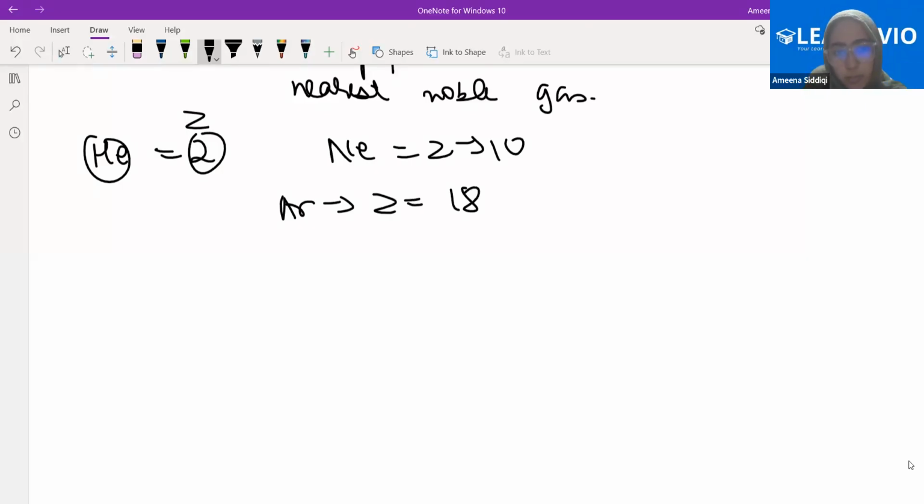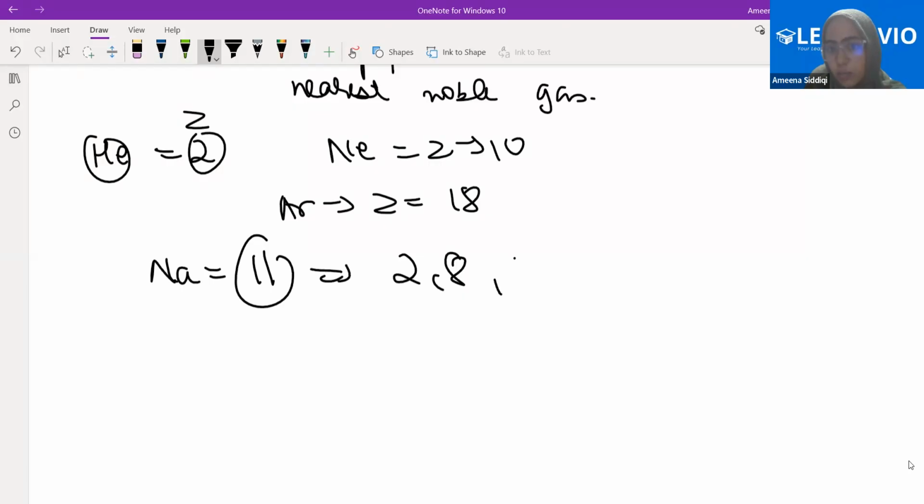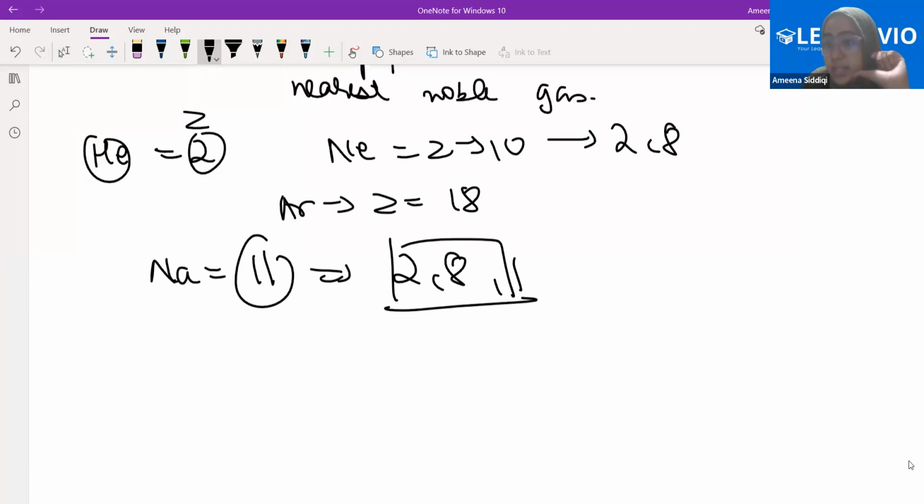Now see, what did we have right now? We had sodium, whose atomic number is 11. So 2, 8, 1. This is the electronic configuration, right? Now, what will be the electronic configuration for neon? 2 and 8. Yes, the second shell is fully filled. What will be the configuration for argon? 2, 8, 8. Very good.